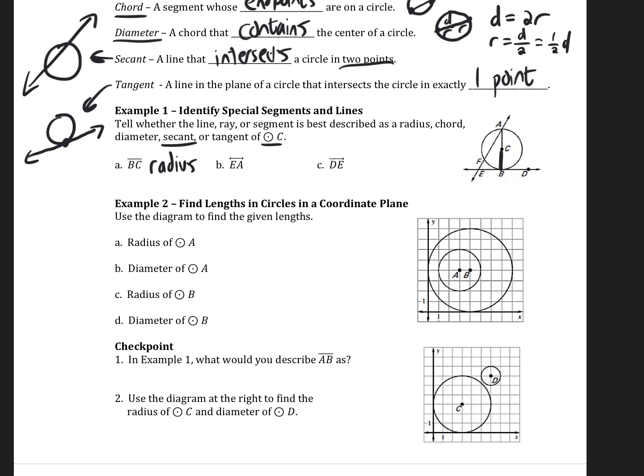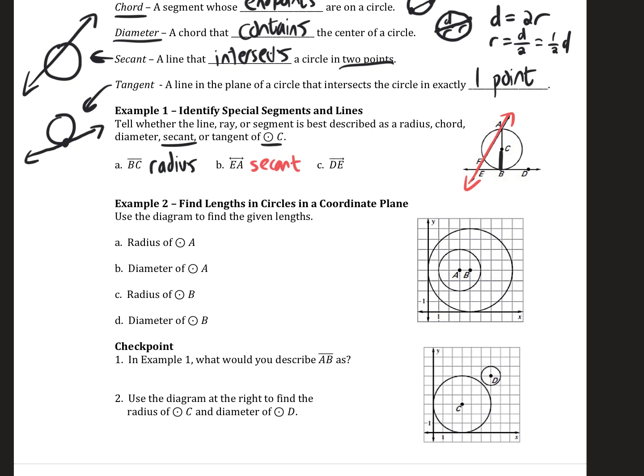Let's use a better color so we can see this here. Line EA, which goes like this, and goes beyond the circle. It crosses 2 times on the circle, not once. So what's that called? Is that a secant or tangent? It's a secant, okay? Because it goes beyond the circle, and it touches the circle twice.